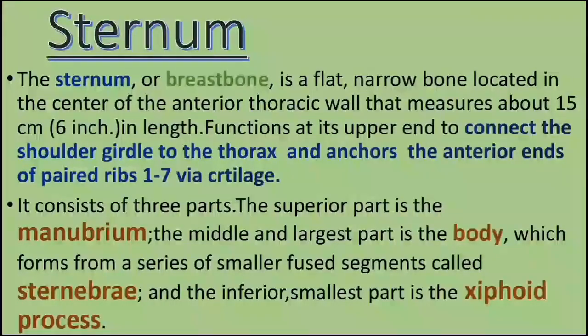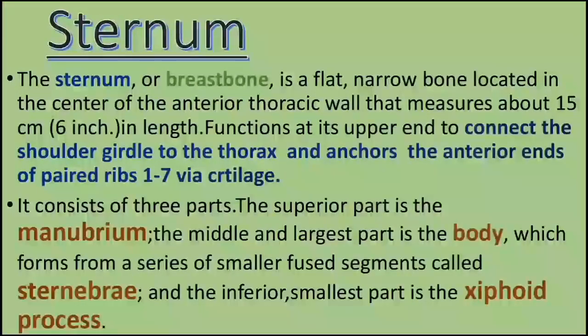The sternum or breastbone is a flat, narrow bone located in the center of the anterior thoracic wall that measures about 15 centimeters, which is 6 inches, in length. At its upper end it connects the shoulder girdle to the thorax, and it anchors the anterior ends of the paired ribs 1 to 7 via the cartilage. So this is the main function of the sternum. Remember, it's a flat bone, and on some occasions it may also be called the breastbone.